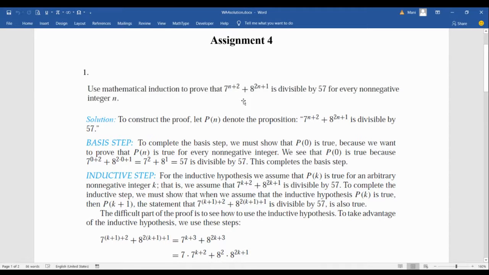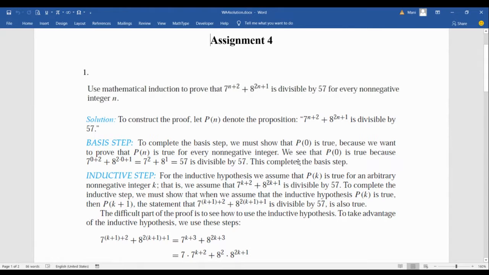So the first step is to start from our initial point and show that at this initial point, this is true. We already talked about non-negative integers. It means that everything starts from 0. So we assign 0 instead of n. We will have 7 power 0 plus 2, which is 7 power 2, and 8 power 1 for 0 instead of n. And the summation is 57. So it's obvious that 57 is divisible by 57.